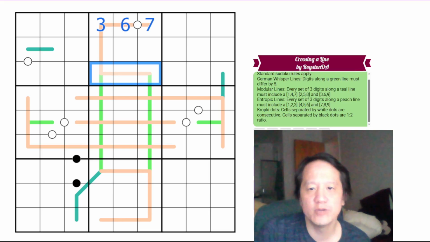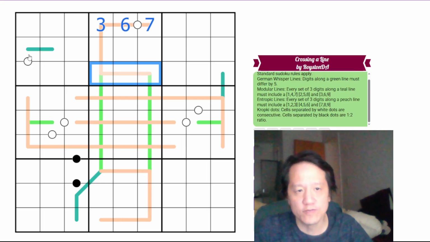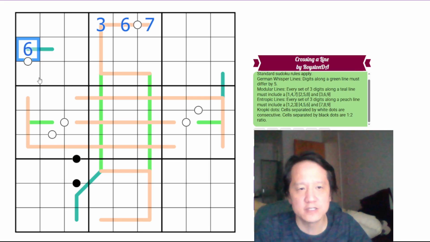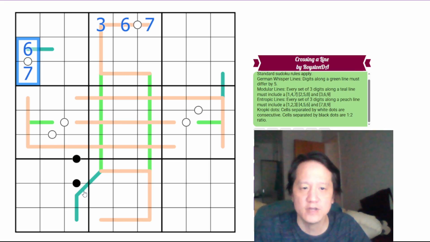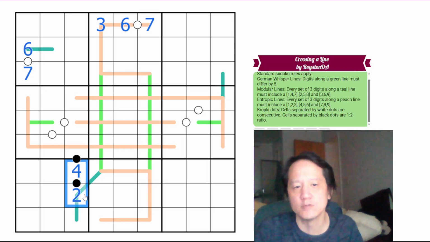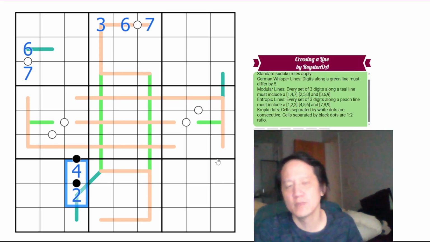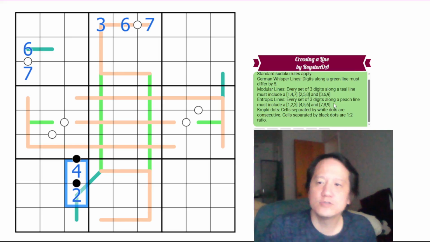And finally, we have Kropke dots, where cells separated by white dots are consecutive and cells separated by black dots are in a 1:2 ratio. So, for example, if this were, say, a 6, this would have to be 5 or 7 because these digits are consecutive. If this were a 2, this would have to be 1 or 4 to maintain the 1:2 ratio between them. And those are all the rules.